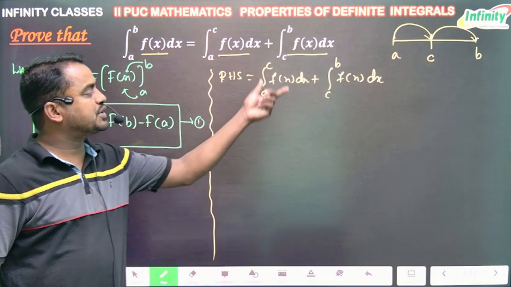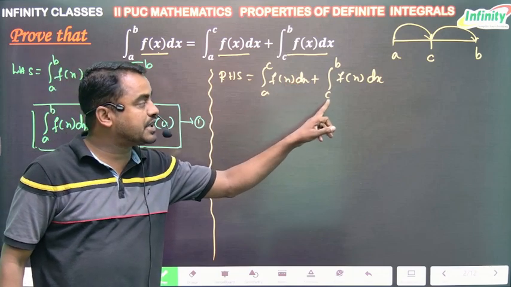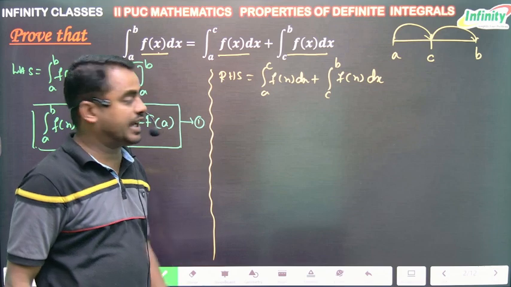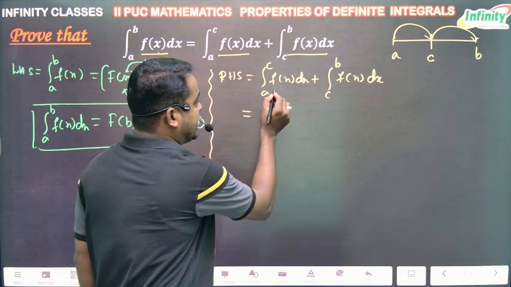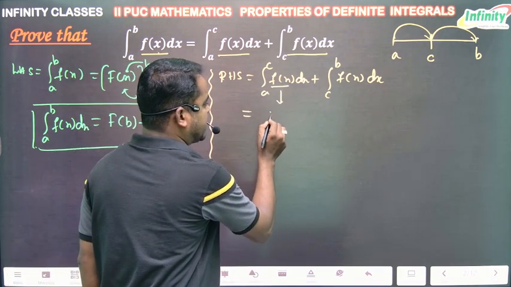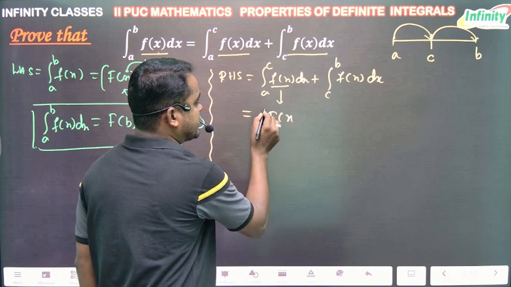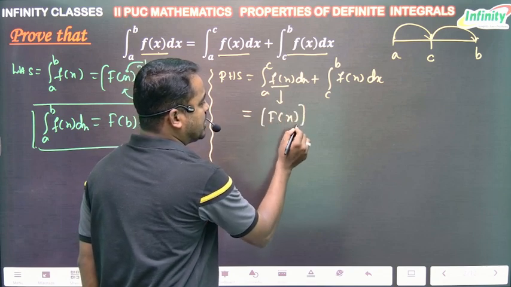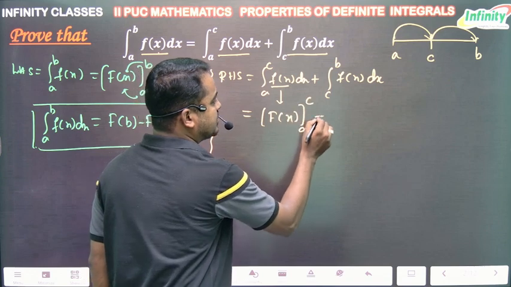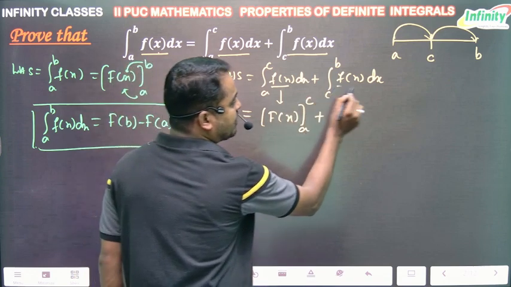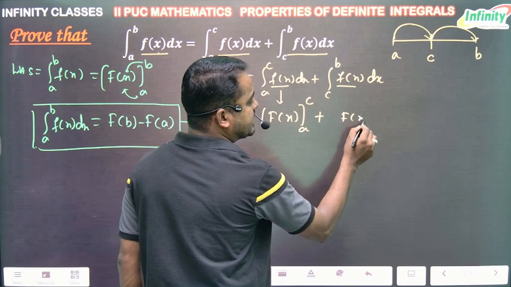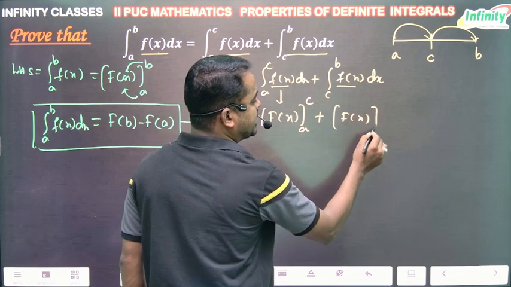Integration of a to c f of x dx plus integration of c to b f of x dx. Now the integration of f of x is capital F of x, by the definition of integration, between the limits a to c, plus again capital F of x between the limits c to b.